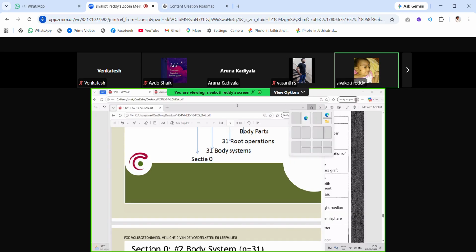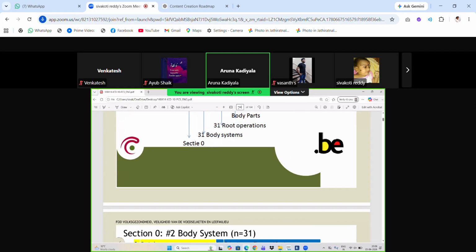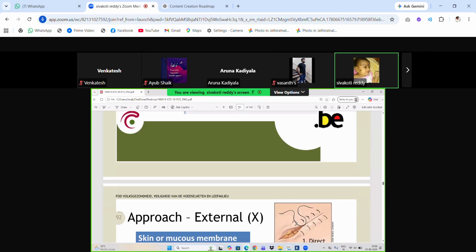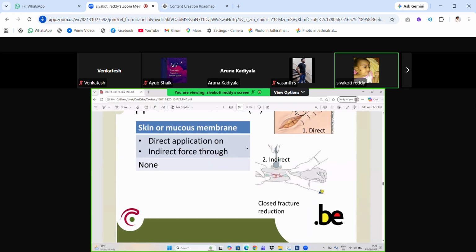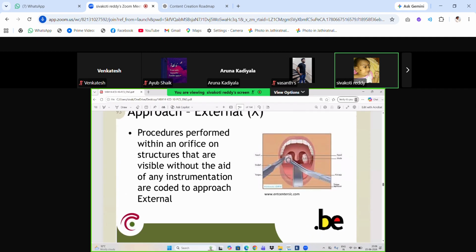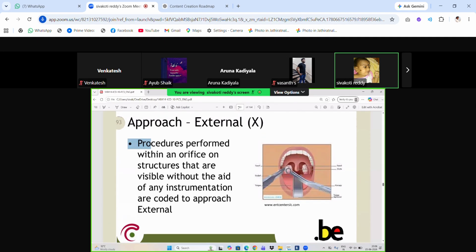So next approach, open. Open means here they will cut the skin or other layers. Procedures performed on an orifice, with structures that are visible without the aid of any instrument, are coded as external approach. Whatever body parts are visible in the mouth, that is also considered as external.